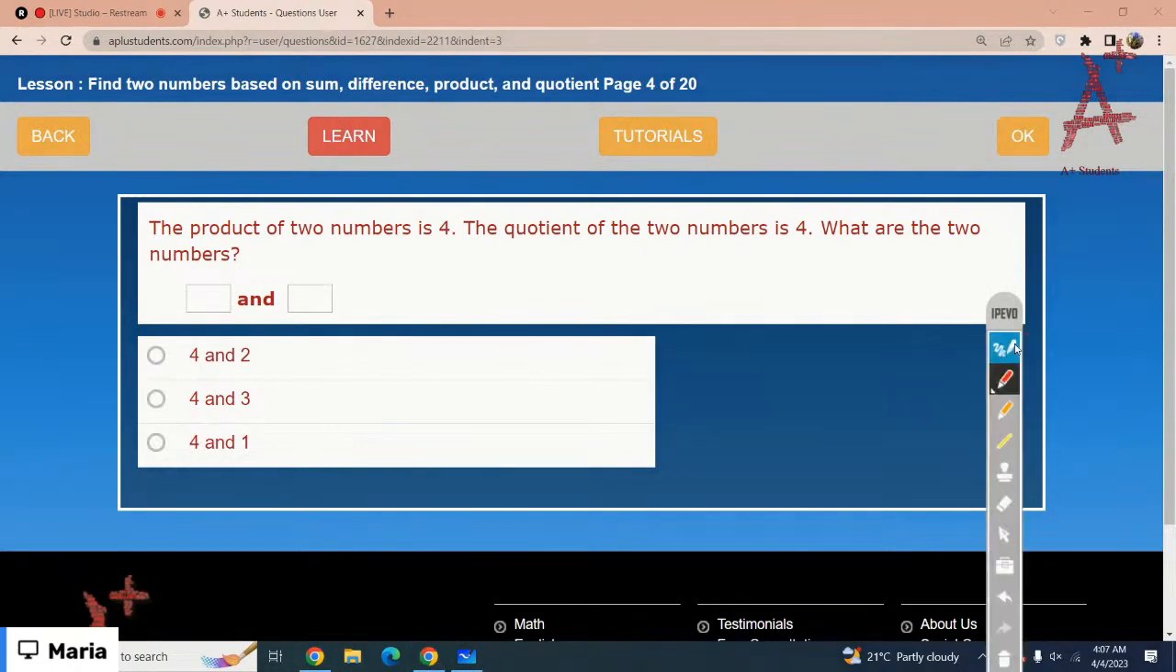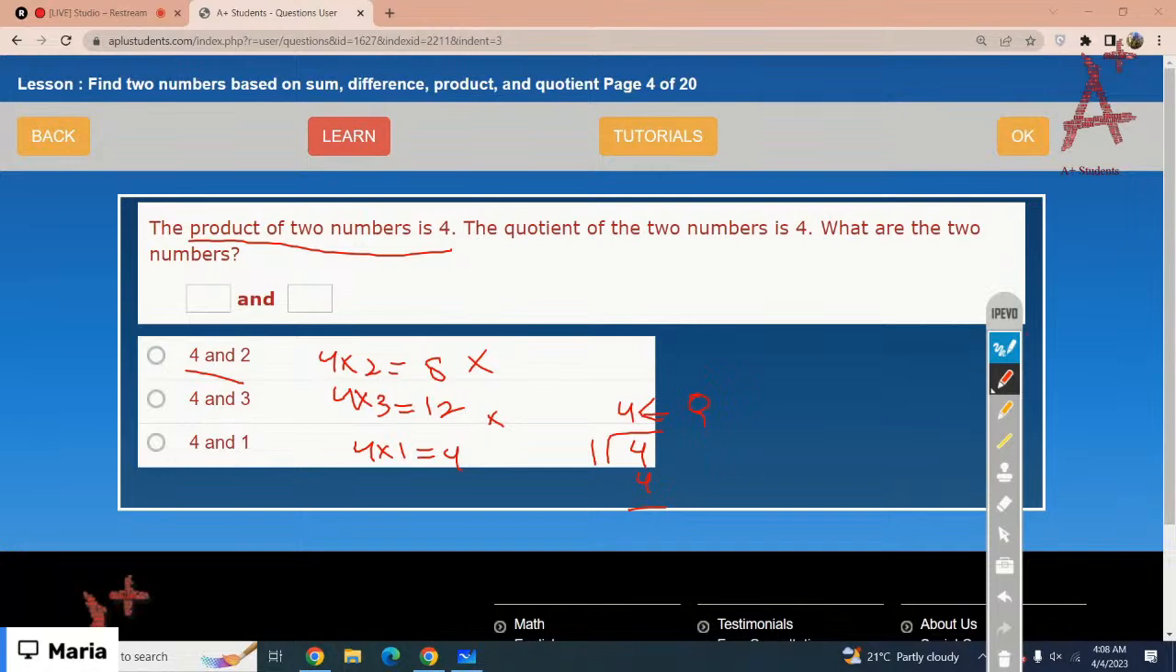Just look at the first option, 4 and 2. 4 times 2 makes 8. This isn't the correct option. We need numbers whose product is 4. Got it? Just look at the second one, 4 times 3 makes 12. Look at the third one, 4 times 1 is 4. Let's see, when you divide 4 by 1, the quotient is 4. That means option number 3 is the correct option. Yes, very good. They are 4 and 1.